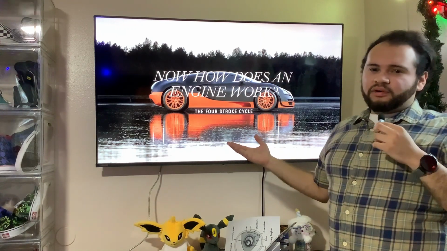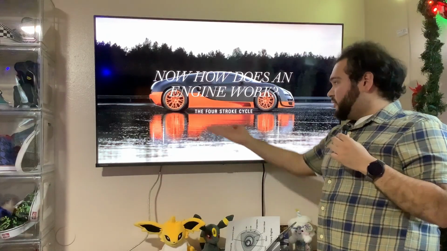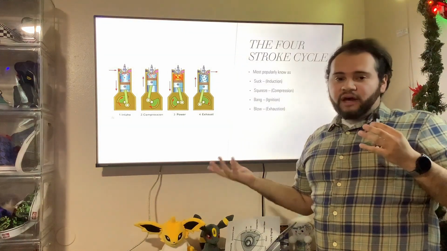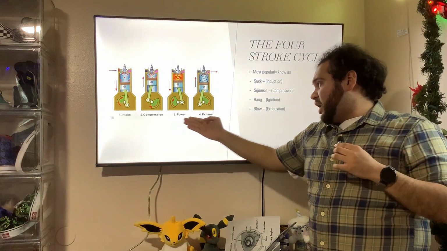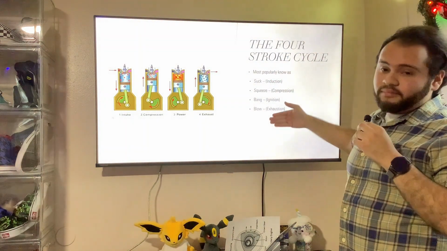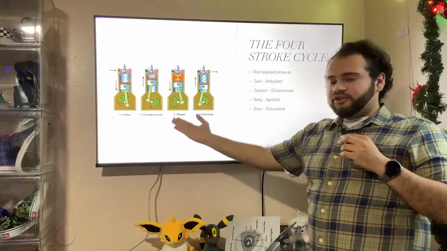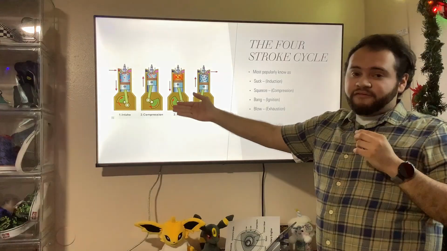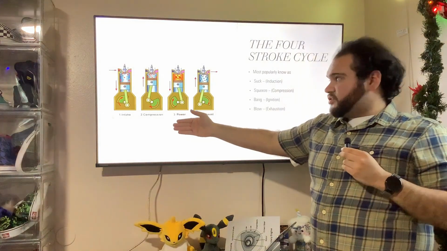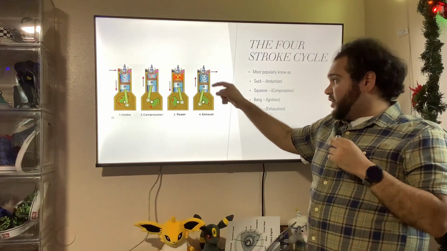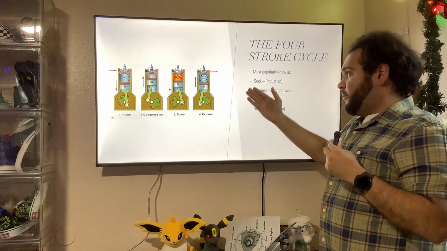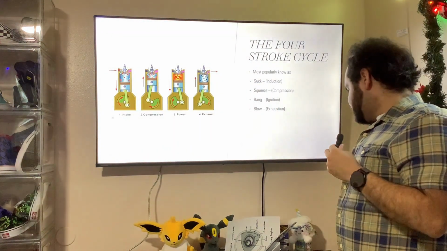But how does an engine work? What's its basic principle? This is called the 4-stroke cycle. So essentially, you have 4 main strokes: your intake, compression, power, and exhaust. Most people know it as suck, squeeze, bang, and blow. So your intake stroke, sucking in air and fuel mixture. Compression stroke, compressing the air to fuel mixture. Power stroke is where your spark plug ignites and pushes the piston down, and then your exhaust stroke is you're letting out all that burnt fuel and exhaust out.